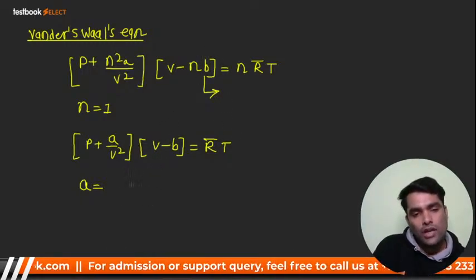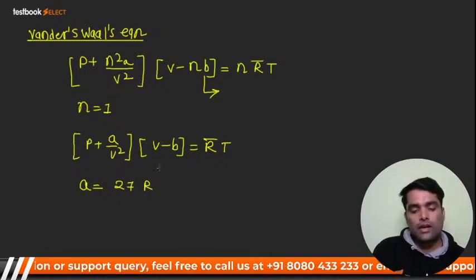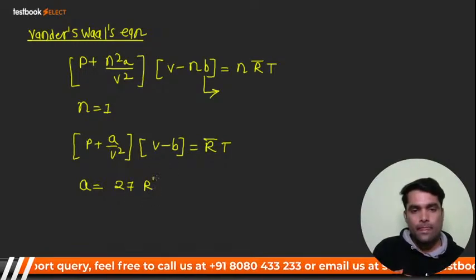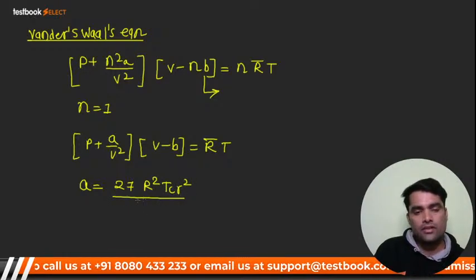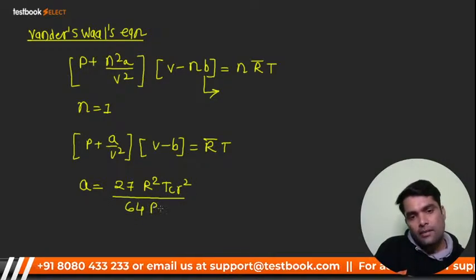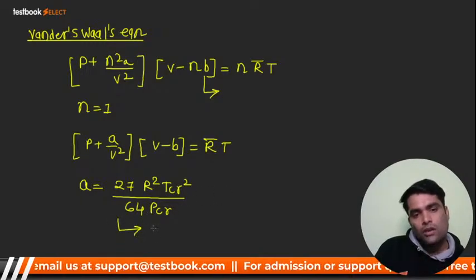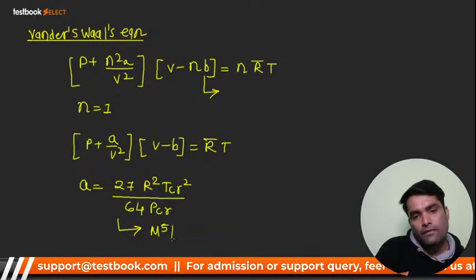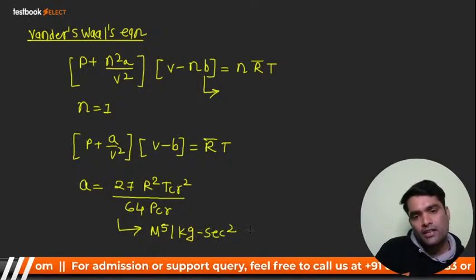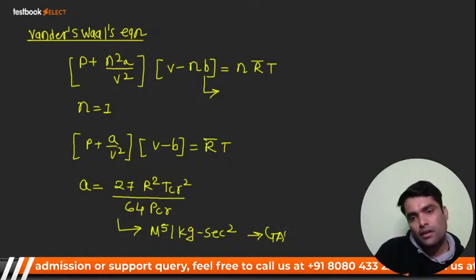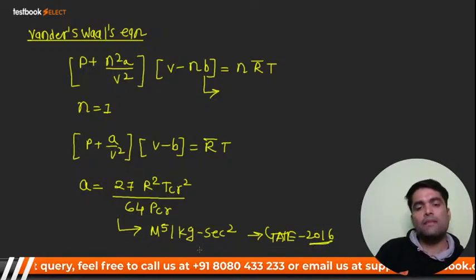So a का वैल्यू जो होता है बच्चा, it is 27 R square T critical square divided by 64 P critical, right? And my dear, इसका यूनिट क्या होता है? ये 2016 में पूछा था, m^5 per kg per second square. ये यूनिट पूछा गया था गेट 2016 में.